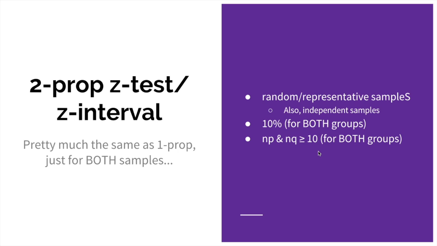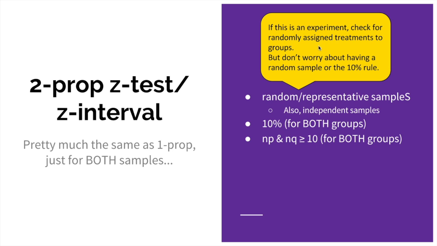One side note is if you are dealing with an experiment as opposed to just a survey, instead of checking for random sample, we may check, did we have randomly assigned treatments, our groups to treatments. We wouldn't necessarily need a random sample for an experiment because we probably don't have one. We also don't really need to check the 10% rule for an experiment. Whatever results we get, if it's an experiment, we wouldn't necessarily be able to generalize to the rest of the population. So that is what that is.